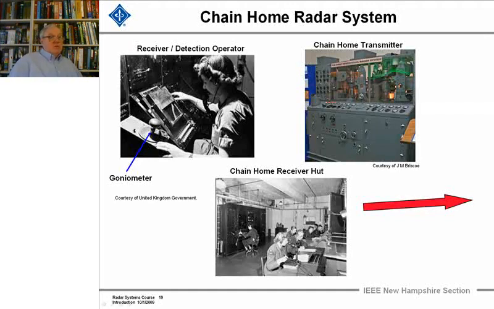And here's a picture blown up a little higher of the receive huts. They were located mostly below ground and battle hardened. And then they would take that information. Oh, and by the way, up here is a picture from a museum in Great Britain of the Chain Home transmitter itself.